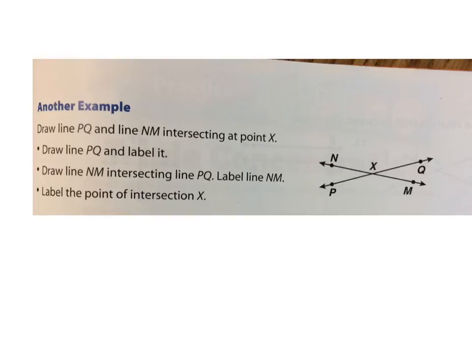Did they draw a line PQ and label it PQ? Yes. Here's line PQ. And did they label it? Yeah. How do we know it's a line and not a line segment or a ray? Ruba. Ah, there's arrows on both sides. Okay, good. So they did this.